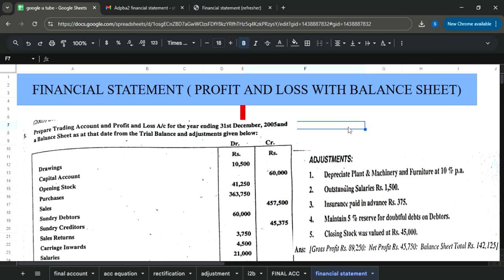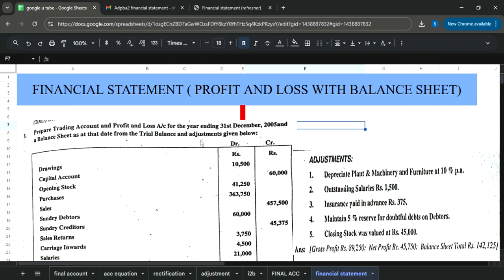Today's target is to understand question number 5. You may consider it as a sample question. The first question is to understand adjustments in financial statements.